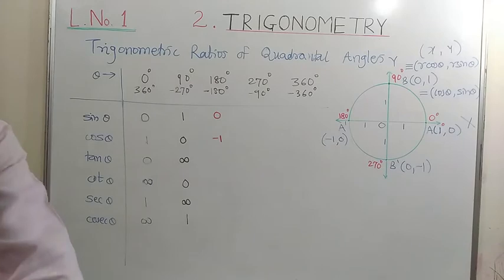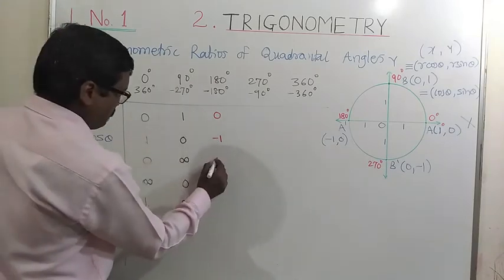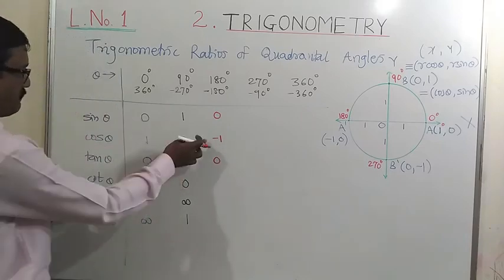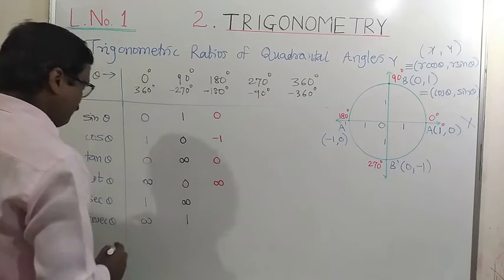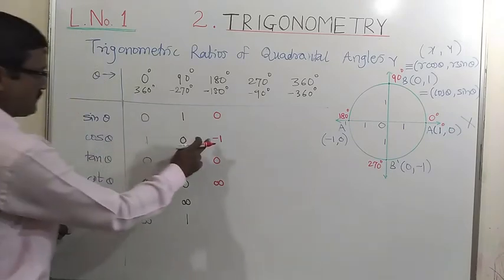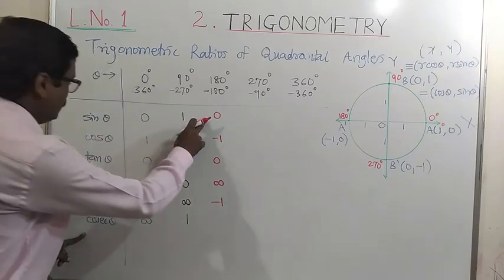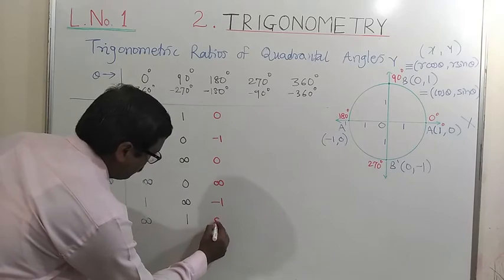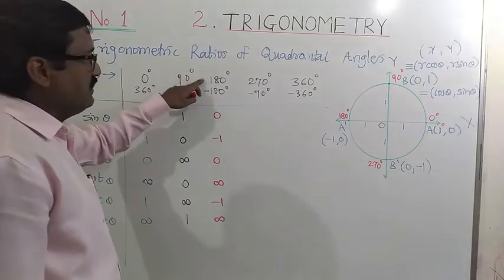So from these two values, now we can find the remaining. Tan means sin upon cos, 0 upon minus 1 is 0. Cot means cos upon sin, minus 1 upon 0, so not defined. Sec theta is 1 upon cos, that is once again minus 1. And cosec theta is 1 upon sin, so 1 upon 0, it is not defined. You can't divide any number by 0. So these will be the values of trigonometric ratios for angle 180 degree.